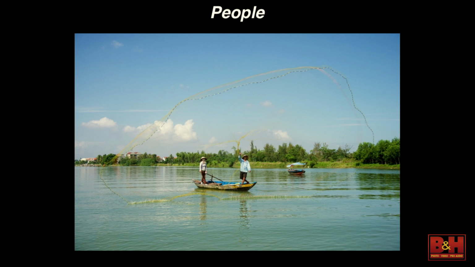Here we are in Hoi An, Vietnam. And of course, this is a throw net fisherman. This is how they fish oftentimes. It's kind of tough to get these kinds of shots. It helps to be on continuous mode, and so you really need to be able to time it just perfectly if you're only going to take a single shot.